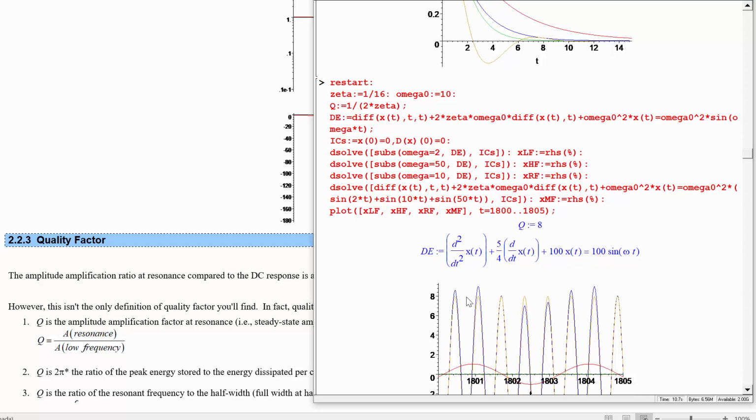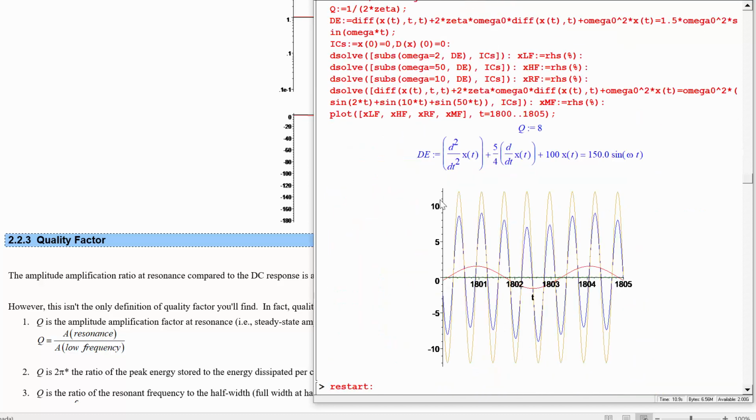If we were to change f naught, let's imagine we multiply f naught by 1.5. So we change our differential equation to be not equal to this thing, but instead be equal to 1.5 times that. What should this do to the yellow curve? We haven't modified the blue curve here because that was typed in this equation here later. But what it should do to the yellow curve is increase the amplitude by 50%. So it should go up to 12. Yeah, 12. So there's 10, 11, 12.